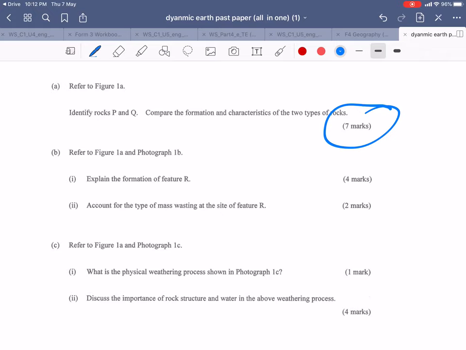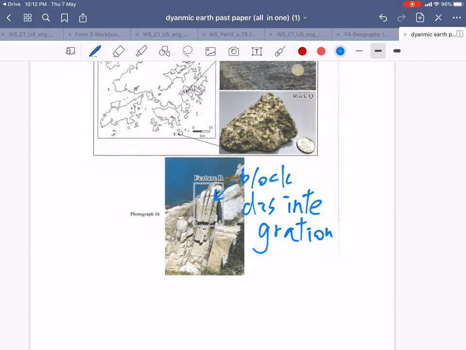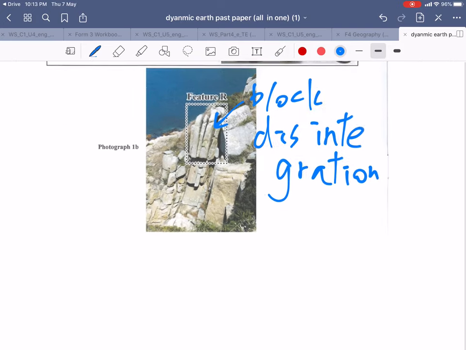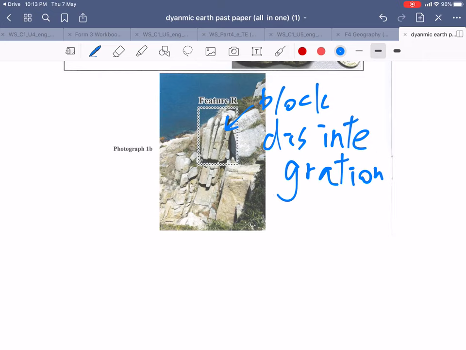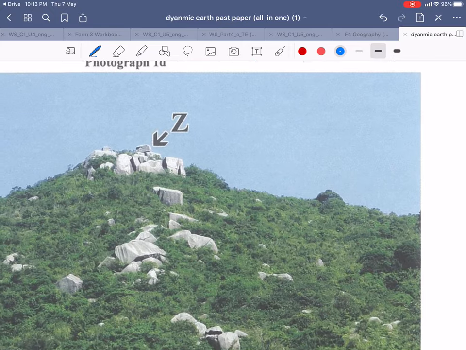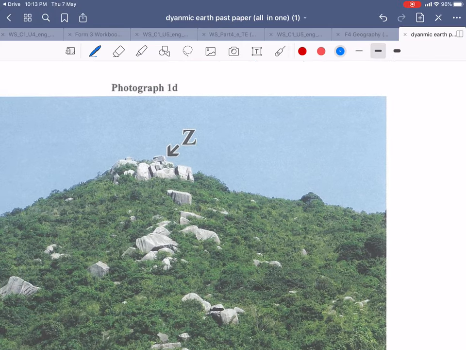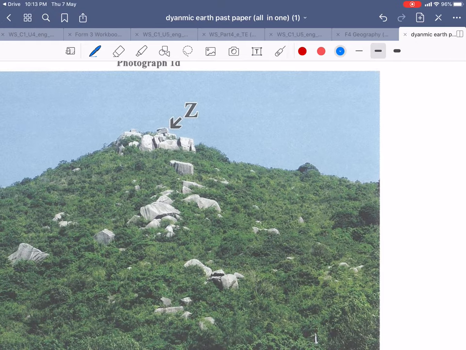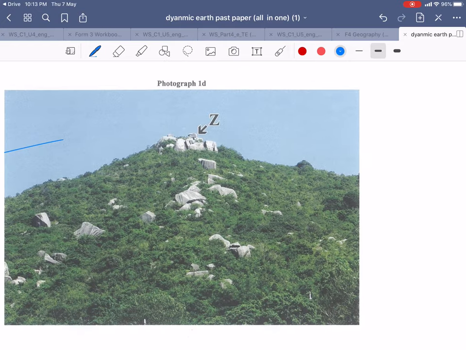Explain the formation of the feature. What is the feature? Only two types. This one, you can see a lot of joints. This one will be block disintegration. When you see the previous one, what's the difference? Usually, the tricky ones are nearby. When you see it is on a slope, and the slope is relatively gentle, and suddenly there are some rocks coming out, this one is spheroidal weathering.